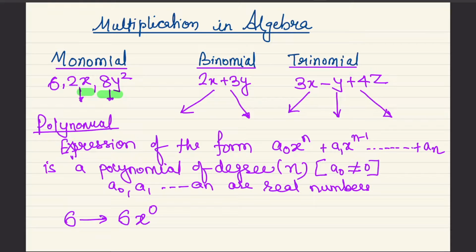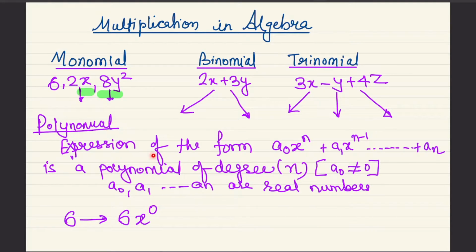In this example, it is 8y square, 2x or 6. Binomial is a polynomial with two terms, one is 2x and another is 3y. Trinomial is a polynomial with three terms, 3x, minus y and 4z.